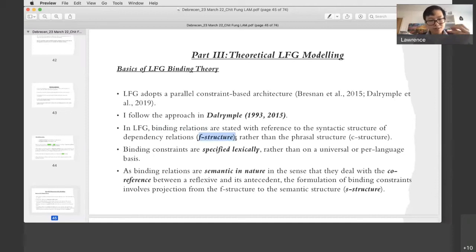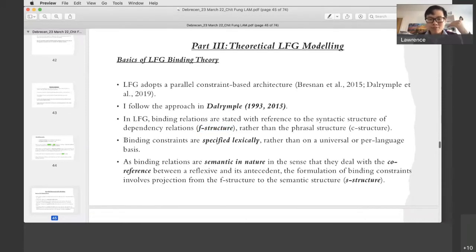Okay, so just to mention that the F structure usually characterizes more of the so-called dependency relations. So some grammatical relations like subject, object. These are relations that are being captured by the F structure. And at the same time, this is very different from other approaches.